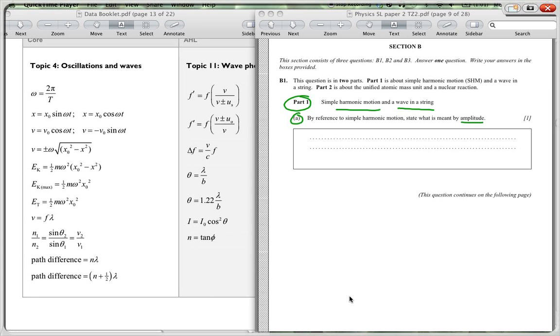The maximum displacement from the equilibrium. If I use an example, for instance a spring with a mass hanging from it, when it's still, that would be its equilibrium point. Then if it is pulled down a certain amount, we would call that x0. That is your displacement. If it's simple harmonic motion, it will oscillate between there and there, both x0. And the maximum displacement from your equilibrium point is your amplitude.